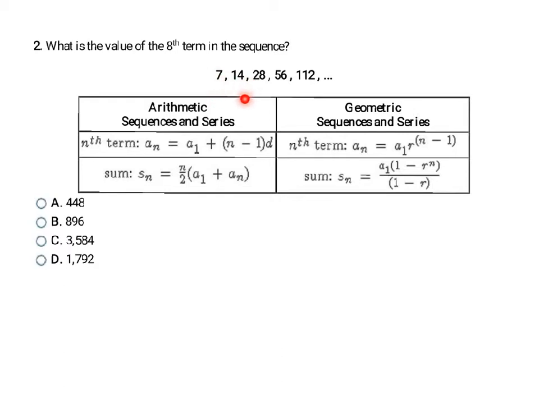7 times 2 is 14. 14 times 2 is 28. 28 times 2 is 56, and so on. So if I want to find a certain term, I'm going to use this top formula. It's for the geometric sequences, since it's multiplying. So here, A1 once again means the first term, which is 7, times the ratio number, which is what you multiply each term by. So since I'm multiplying by 2, this is going to be times 2.